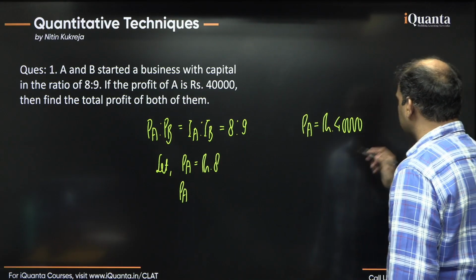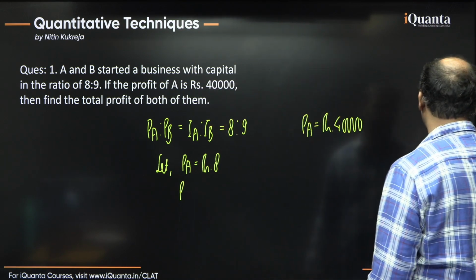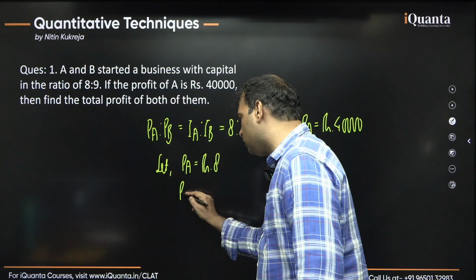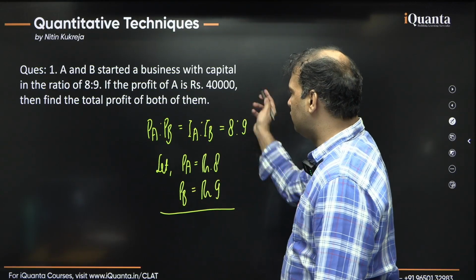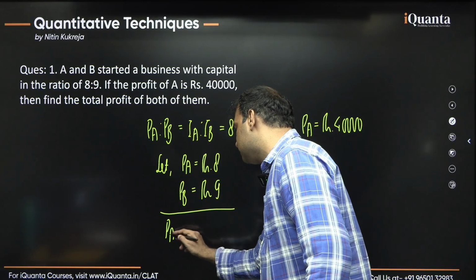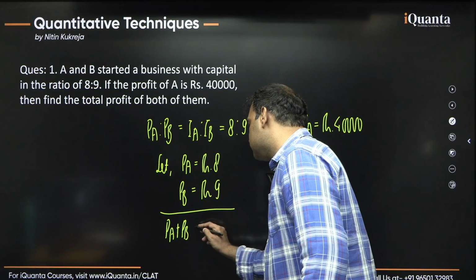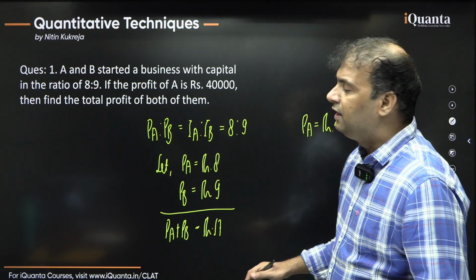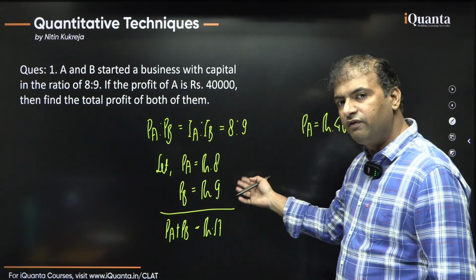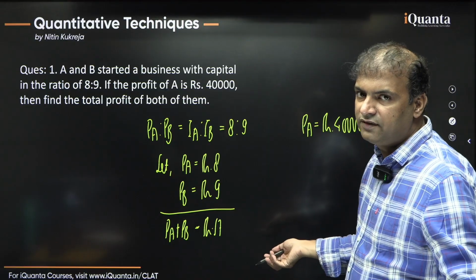Now, a lot of people do what? People find the profit of B and then add their profits. Guys, we can do one more thing actually, okay? Remember, the final question is the total profit. So why don't we find the total profit like this? The profit of A is 8, the profit of B is 9. So the total profit of them must be 17. All right, simple. And just find the total profit in the end. Why do we find the profit of B? All right, that can also save some time.